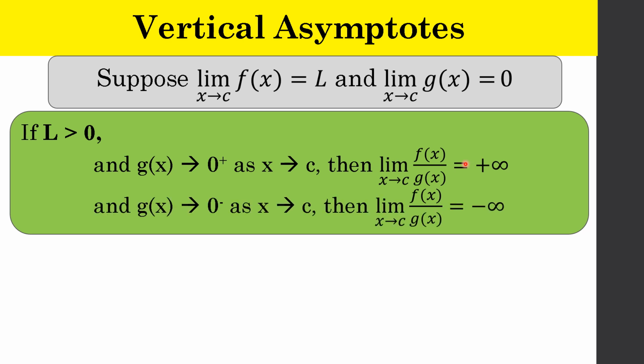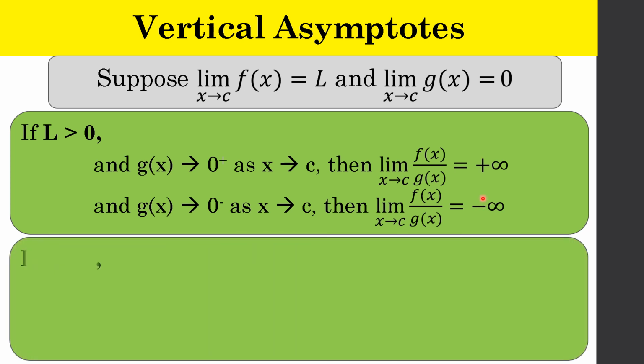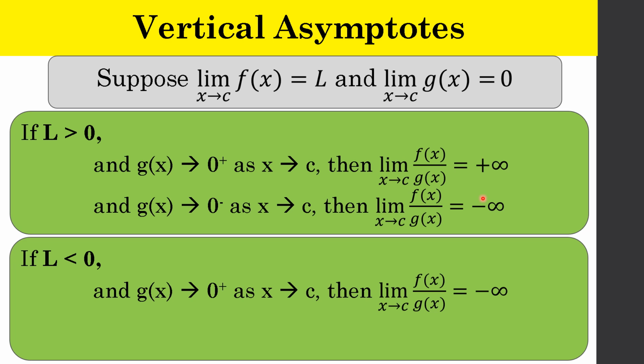The second one, same. Kung mas mataas yung value ng L natin kaysa sa 0, and g of x approaches 0 negative as x approaches c, then limit of the quotient of two functions as x approaches c is equal to negative infinity naman. Okay, the other condition, kung mababa naman yung L compared to 0, then we have this one. Yung g of x approaches 0 positive, then the limit of the two functions is equal to negative infinity.